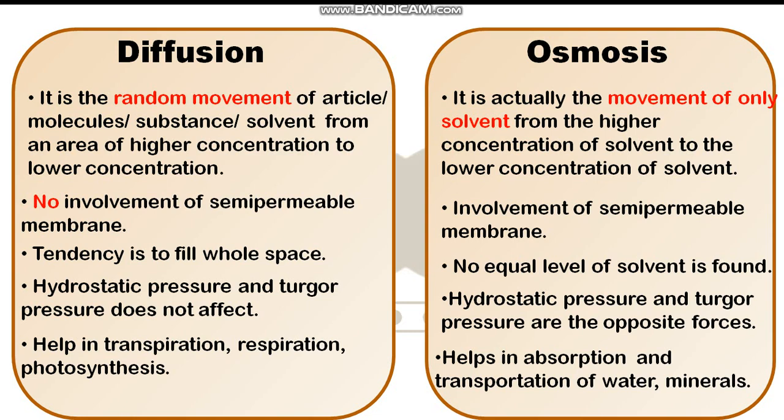Now in diffusion, the hydrostatic pressure and the turgor pressure are not affecting it. Now what is hydrostatic pressure? It is actually the pressure which is created by the water itself, and turgor pressure means the opposing force towards the wall of the container. So no such force is acting in diffusion, while in osmosis these two forces are the opposing force for it. Now diffusion generally helps the plants in transpiration, in respiration and in photosynthesis, while osmosis will help the plants in the absorption and the transportation of water and minerals.